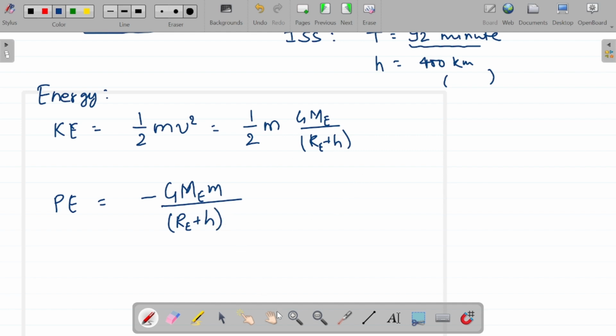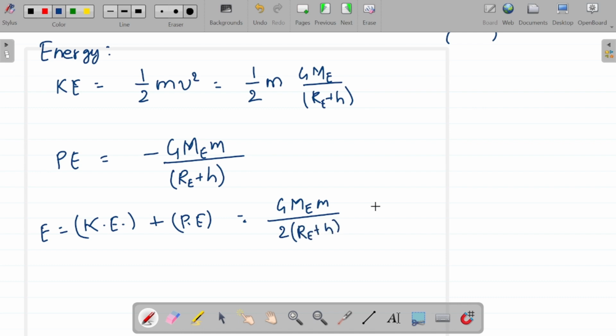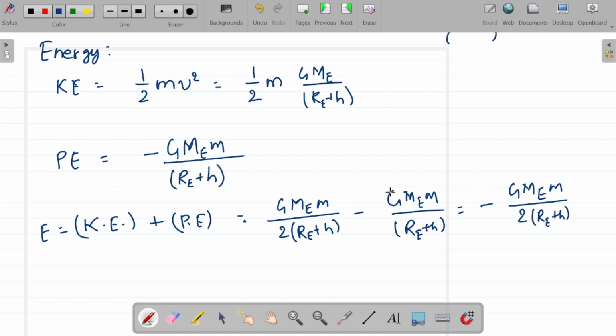Now total energy is kinetic energy plus potential energy, and this is the total energy of the satellite. Then you have to add these two things. So here we have GMe m divided by 2(Re+h) minus GMe m divided by (Re+h). And ultimately it will be a negative quantity here, −GMe m/(2(Re+h)). You can do it by yourself.